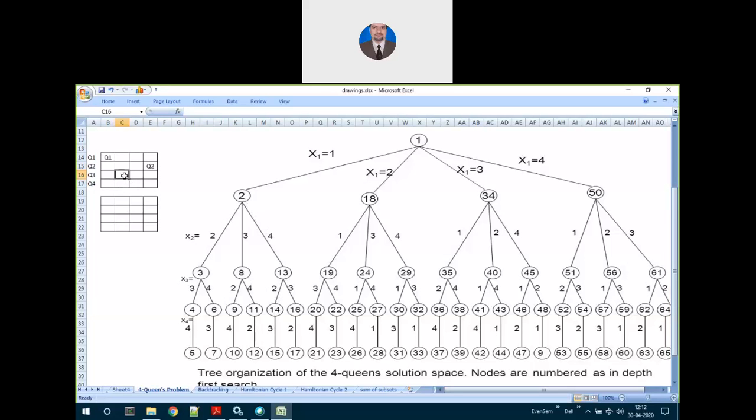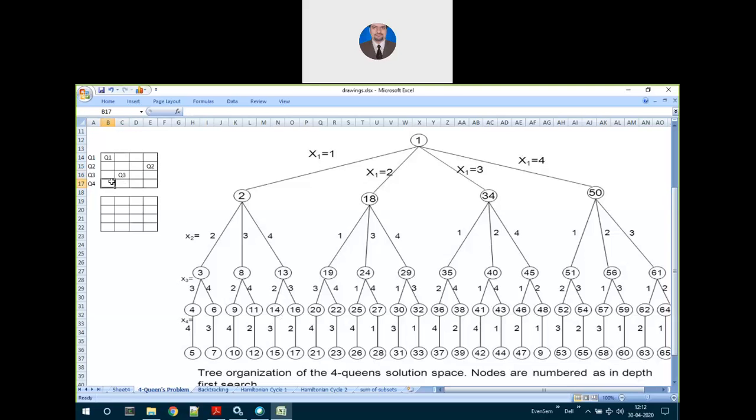Second column means, suppose if I keep Q3 over here, will it become a violation as of now? No, it will not become a violation, because Q1, Q2, Q3 all are on different rows, different columns, and are not on the same diagonals. So 13 to 14 is valid now here. Now I have to look for the next queen, that is Q4.